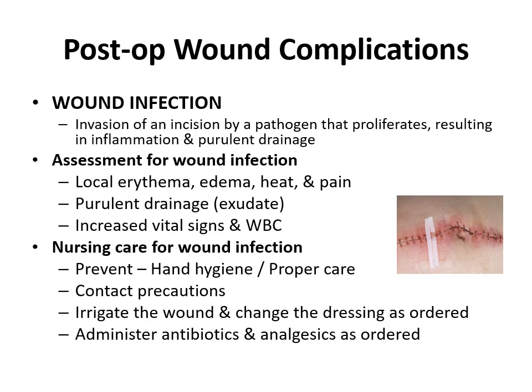Okay, so for post-op wound complications, as far as a wound infection goes, that is going to be invasion of an incision by a pathogen, and then that pathogen proliferates, or that just means like the pathogen expands, grows, there's more of it, resulting in inflammation, purulent drainage. So for the wound infection itself, when we were assessing that, we're going to look for local redness or erythema, edema, which is swelling, heat, and pain. So we're going to typically see with a wound itself, redness and edema and heat and pain around the incision itself.